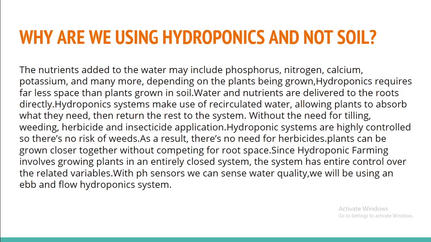So here, why are we using hydroponics and not soil? The nutrients added to the water may include phosphorus, nitrogen, calcium, potassium, and many more nutrients, depending on the plants being grown. So here, the water and the nutrients are delivered directly to the roots. So this is the advantage of the hydroponic system.